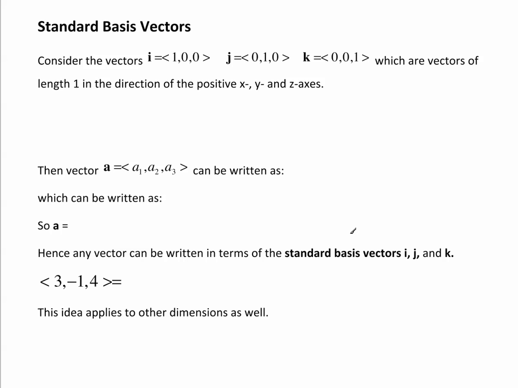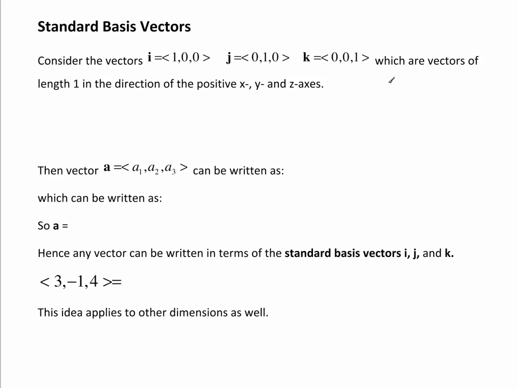Let's consider the vectors i, j, and k, where i equals the vector 1, 0, 0, j is 0, 1, 0, and k is 0, 0, 1, which are vectors of length 1, which you can easily verify if you take the magnitude of i. That's going to be the square root of 1 squared plus 0 squared plus 0 squared, which is simply 1. It's the same for all of these. And these are in the positive directions of the x, y, and z axes.